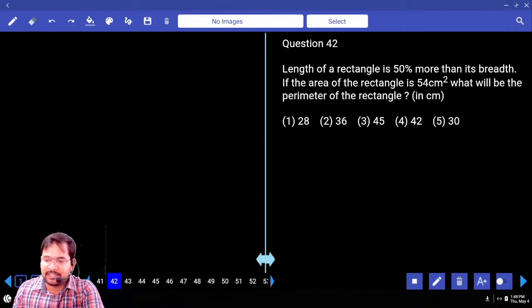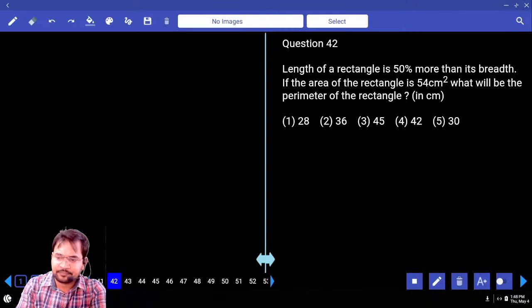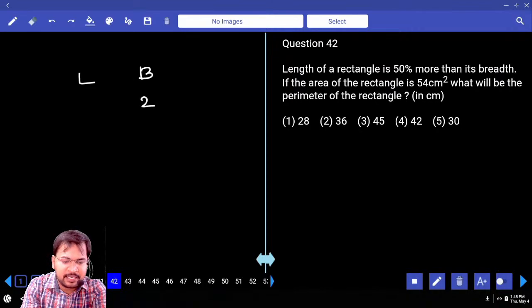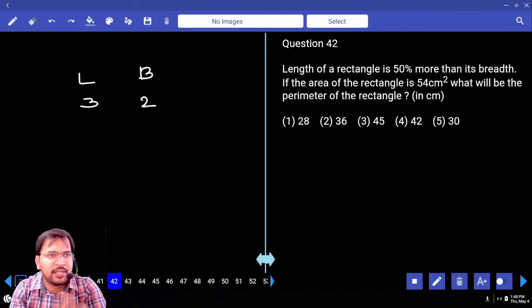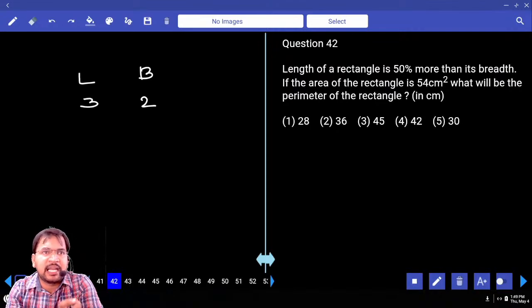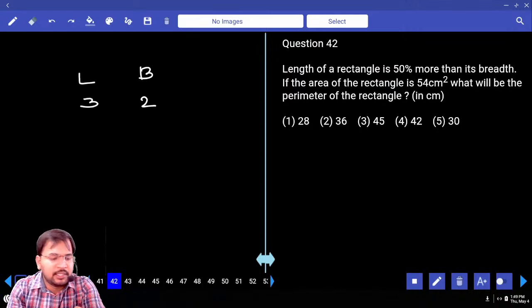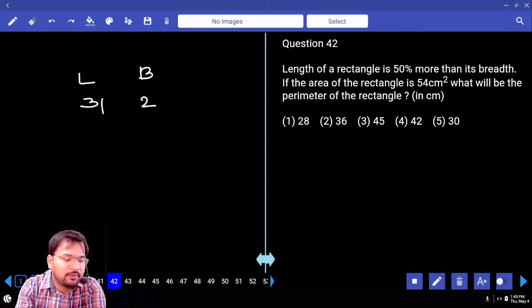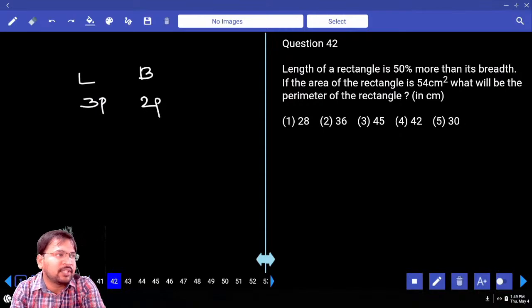Length of a rectangle is 50% more than its breadth. Area of the rectangle is 54. Then what will be the perimeter of the rectangle? See here, length is 50% more than breadth. Say for example, breadth is 2 parts, length is 50% more, na? 3 parts. So, sir, why are you assuming breadth as 2 parts? 50% is nothing but 1 by 2. The denominator should be the number for the assumption. So 3 parts, 2 parts, or 2x, 3x.